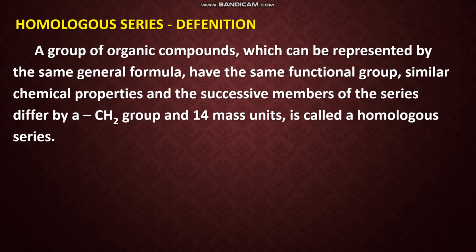Now can you give some examples for homologous series? You can take the example of alkanes. Some 3-4 members you can write, and you can apply all these properties to show that successive members differ by a CH2 group. All these can be represented by the same general formula CnH2n+2, etc. All this you can apply there and you can explain if the example is asked.